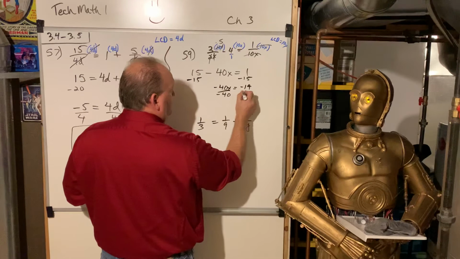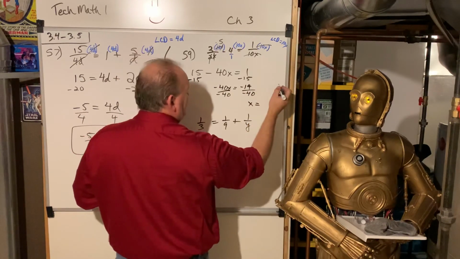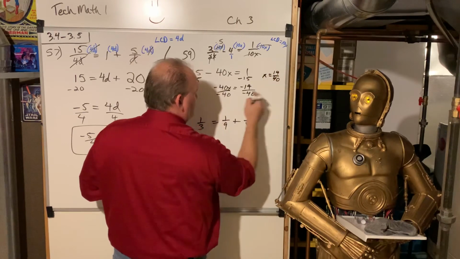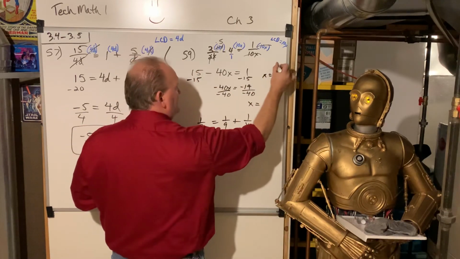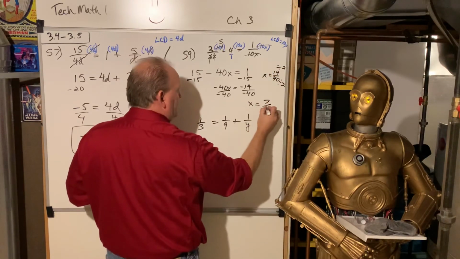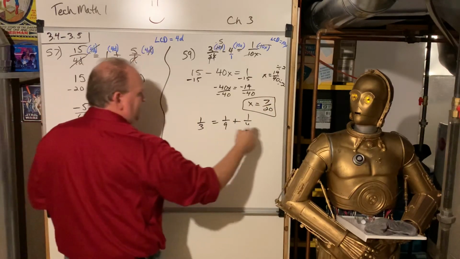Divide by -40. X is equal to 14/40ths, because the negative divided by negative is a positive, but then we divide by 2 top and bottom. So that's 7/20ths. This one's a little easier.